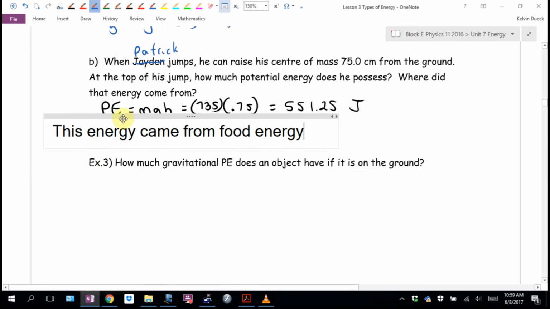Example 3 is meant to be a Captain Obvious question. How much potential energy does an object have if it's on the ground? Zero. Why? What's its height? Zero. And so what's anything times zero? Zero. So if h is zero, what's mgh? Zero. That's going to be handy. You may be looking at a situation and the question looks really complicated, but if at one point you're on the ground, you can cross out the potential energy there.